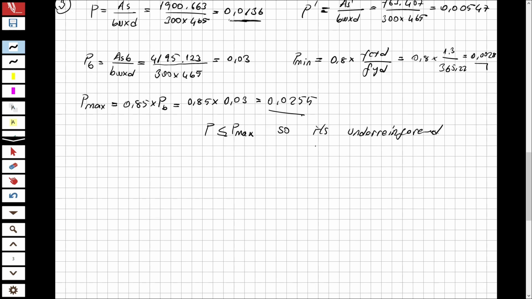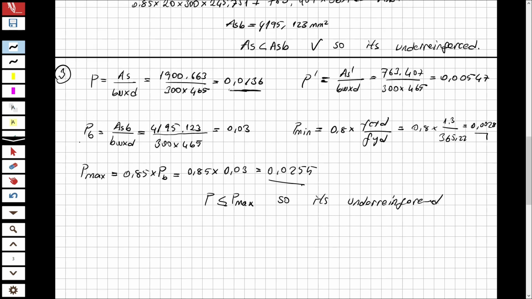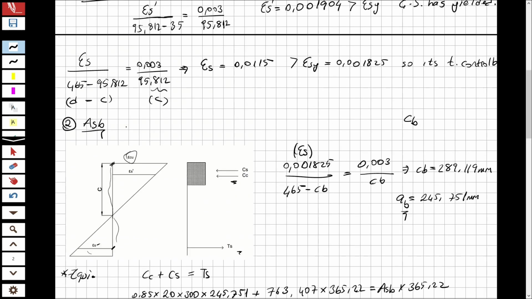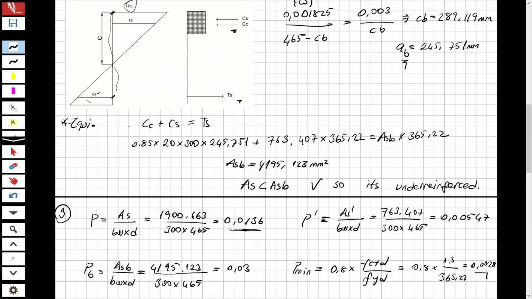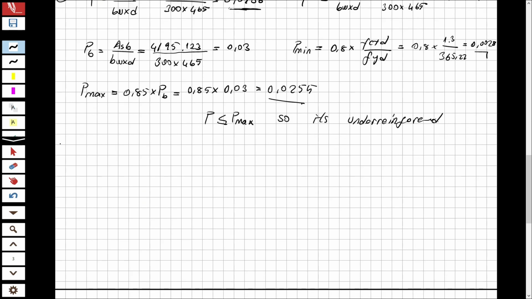Okay. So now we solved the third part. So let's solve the fourth part. At the fourth part, it asks MR. What is MR? The moment can be carried by this section. The fourth, right? Let's write it here. MR, it asks. So let's find it.